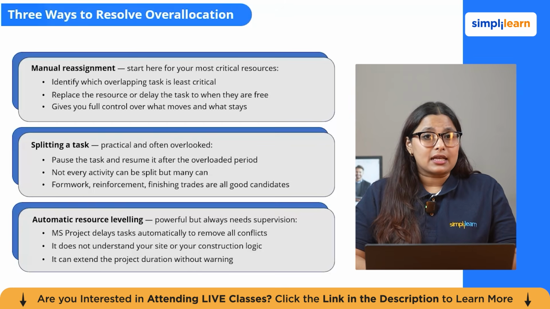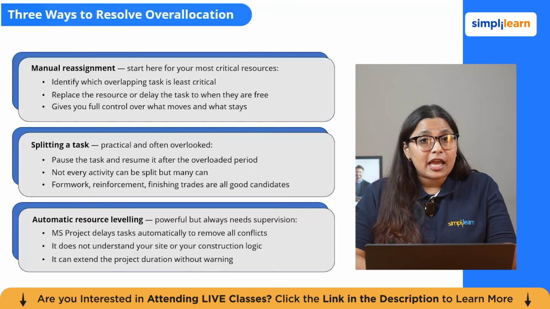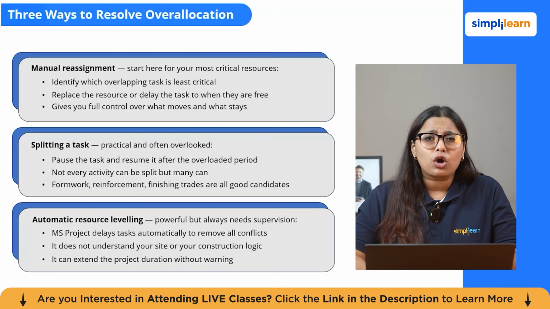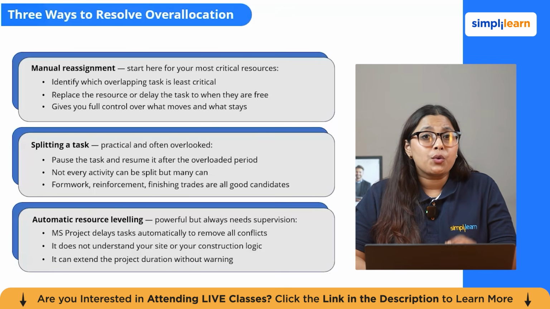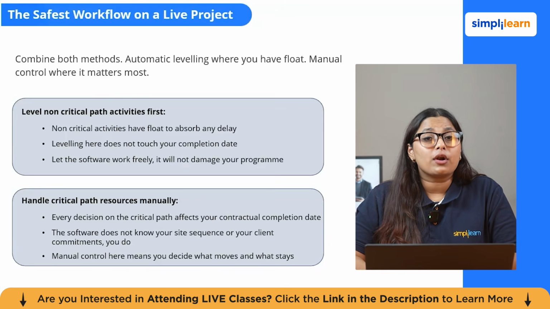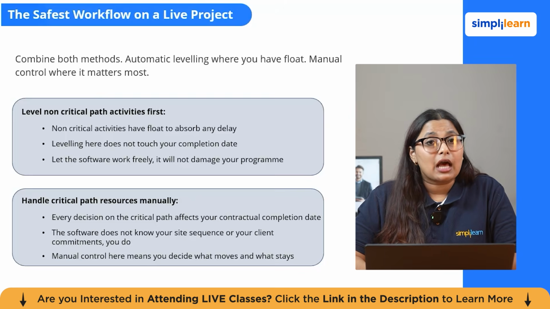Because it can delay tasks, it can extend the entire project duration or violate site sequence logic that the software does not know about. The rule is always to review what leveling did before you accept it. The safest workflow is to level non-critical path activities first, where you have the float to absorb it, and to handle the critical path resources manually. In that way, you can control what affects your end date and your last working day.